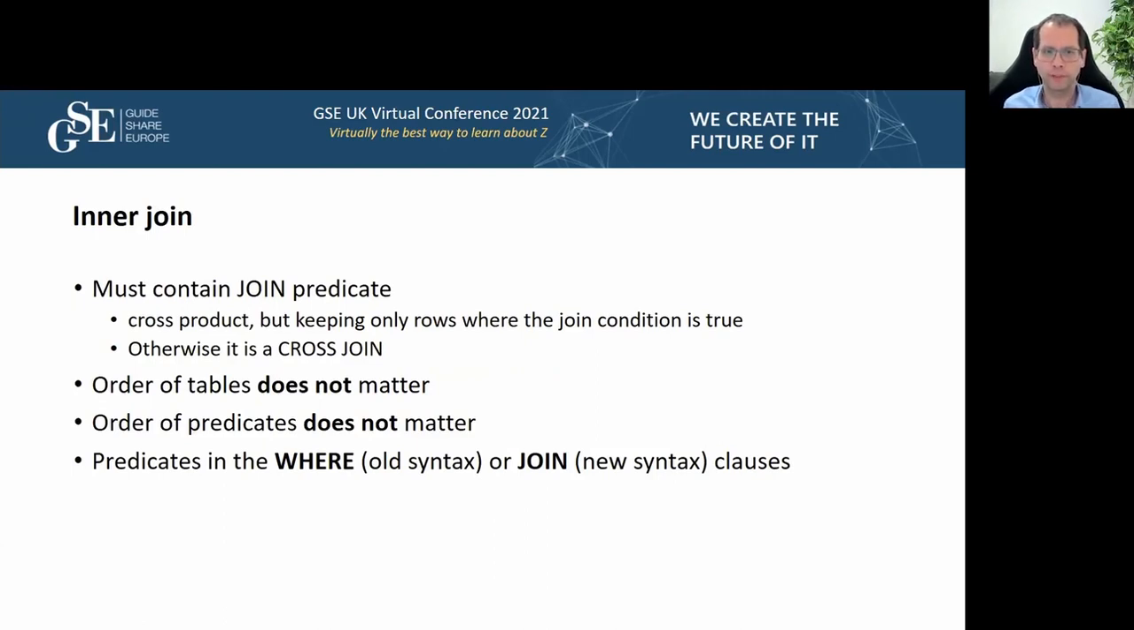Now, order of the tables doesn't matter. So it doesn't matter if it's on the left or right hand. In this case, it doesn't matter. And also order of the predicates doesn't matter. And what's important, here there are two available syntaxes. The old one is using the where clause, or the new one, which is using the join clause.